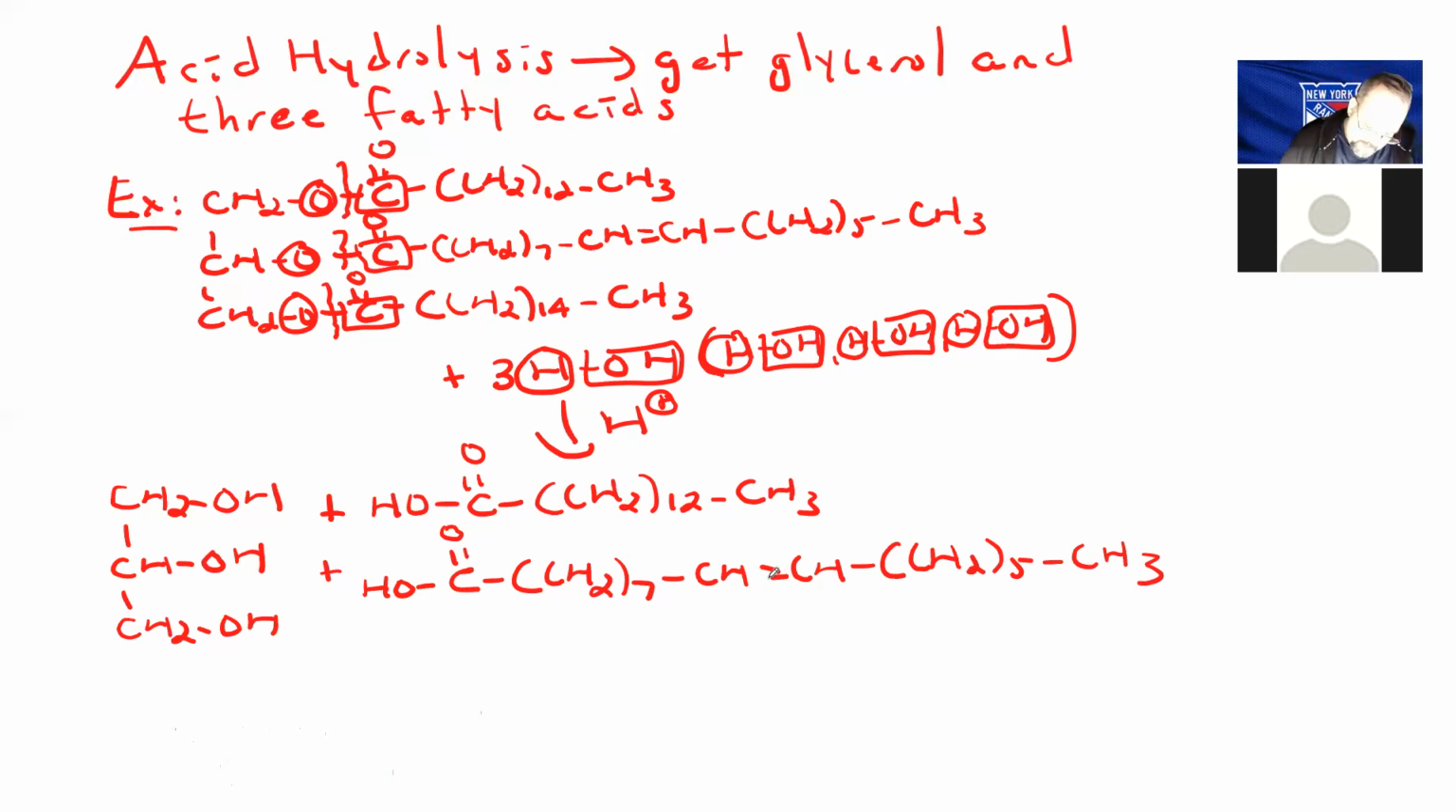Okay. And then for my third fatty acid, I'd have C double bond O, which is going to connect to OH. And that C double bond O carbon is going to be connected to CH2 14, connected to CH3. So for this example, those would be the three fatty acids that I would get. So your acid hydrolysis of a triacylglycerol gives glycerol and three fatty acids.